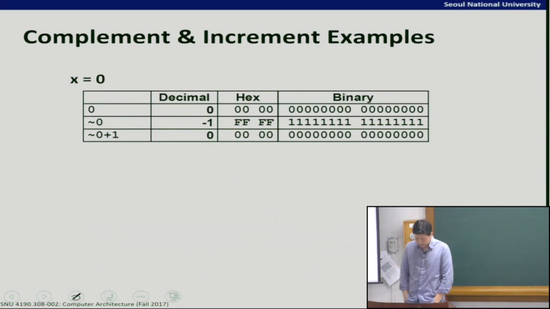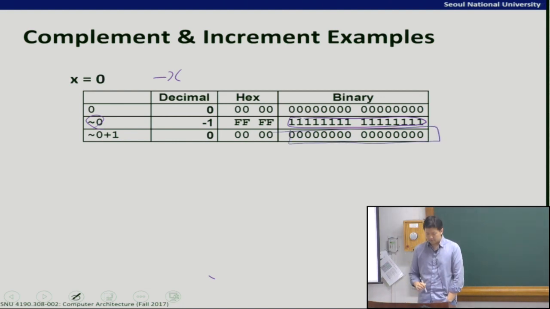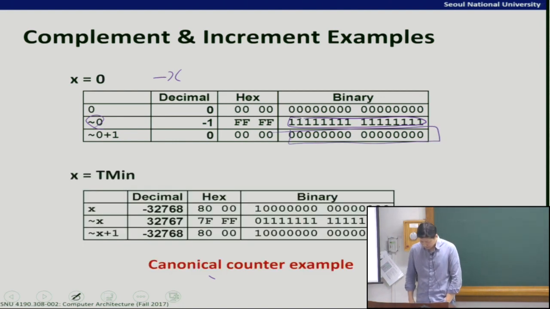Complement and increment. Let's think about the case where the original value of x is 0. If you apply the bitwise not to this original number, then all bits will be 1, which is minus 1, right? So if you add 1 to it, then you recover the original value of 0, right? So that's how two's complement works.